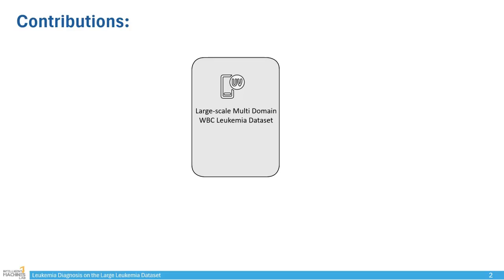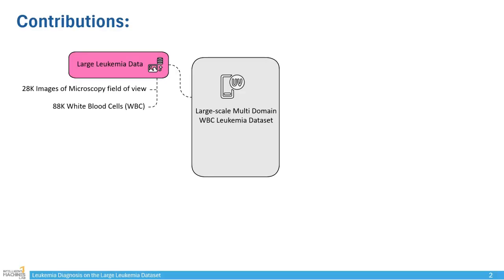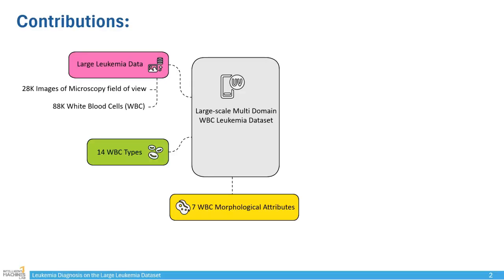In this research, we have collected a novel large-scale multi-domain microscopy image dataset from the peripheral blood films of leukemia patients. In this dataset, we have captured 28,000 images of microscopic fields of view comprising 88K white blood cells. The hematologist categorized the WBCs into 14 types along with 7 explainable morphological attributes.